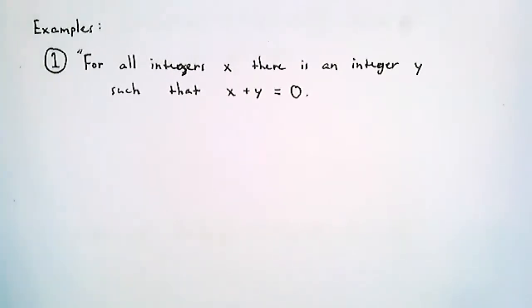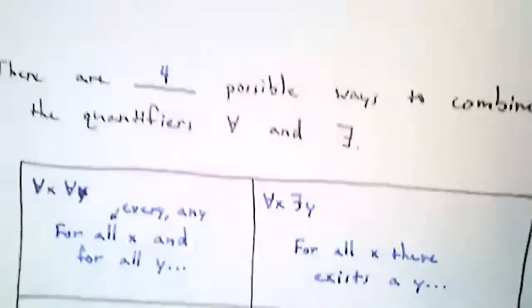So let's look at this example. For all integers x, there is an integer y such that x plus y equals 0. So which kind of nested quantifier are we looking at from the table? Which of the four?